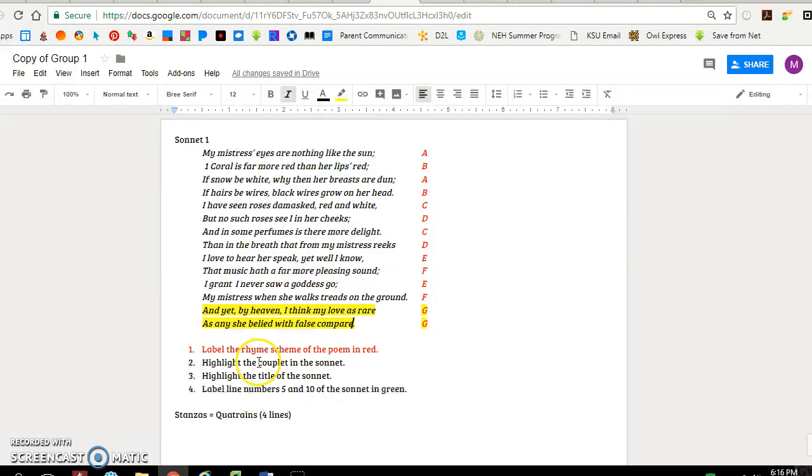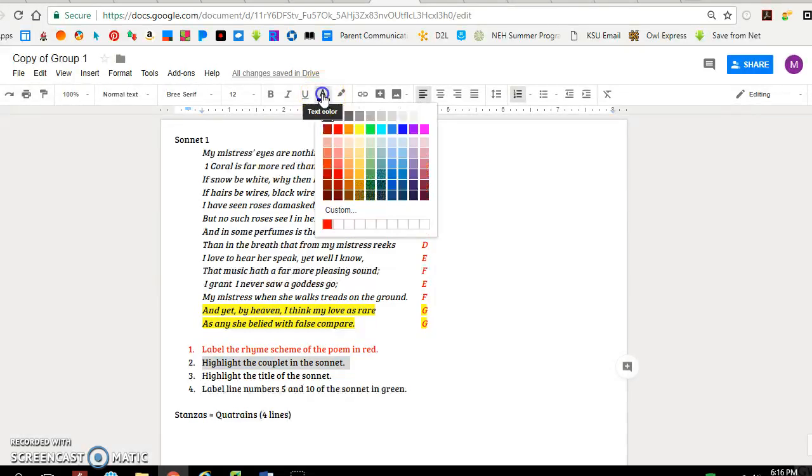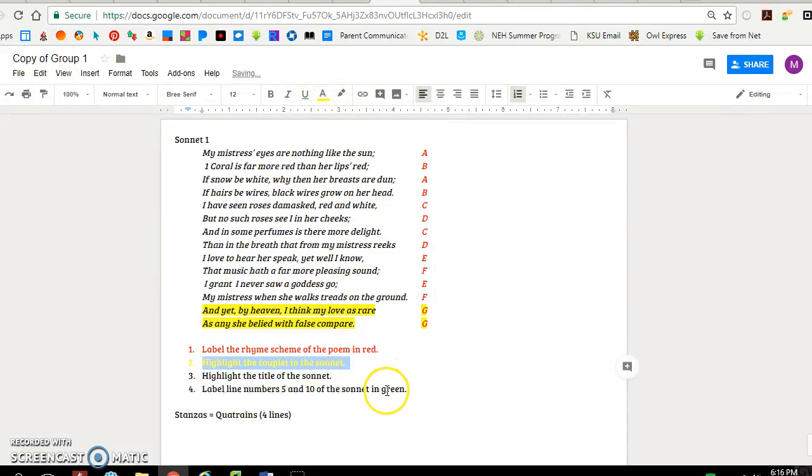You can think about the fact that couplet, couple is 2 people. So it's 2 rhyming lines. Every one of Shakespeare's sonnets has a rhyming couplet at the end. All of them. So when you write your own sonnet, you are going to have a rhyming couplet at the end. So keep that in mind for when you do your final assignment.